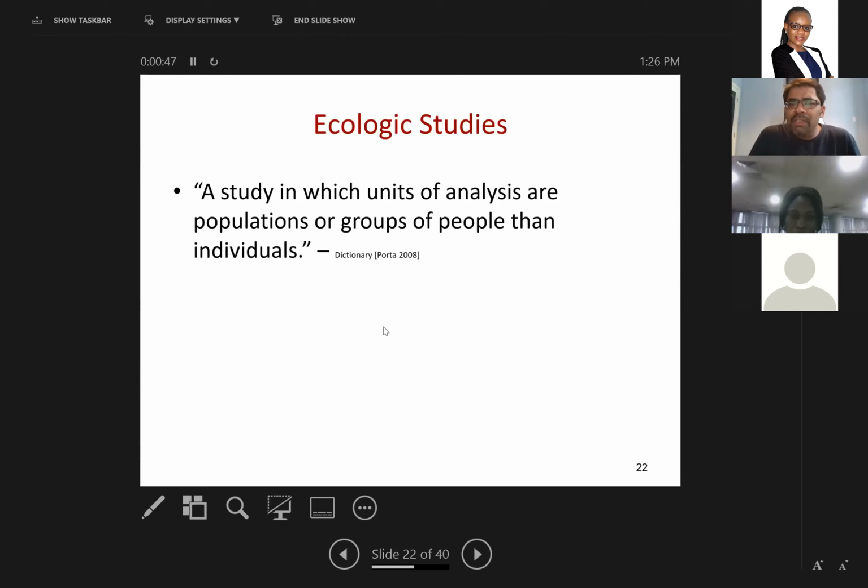So when the unit of analysis are populations or groups or aggregate of people rather than individuals, then we call them ecologic studies. I think a better term would be aggregate level studies. Aggregate means you're not taking individuals, but aggregates or groups of people, right?